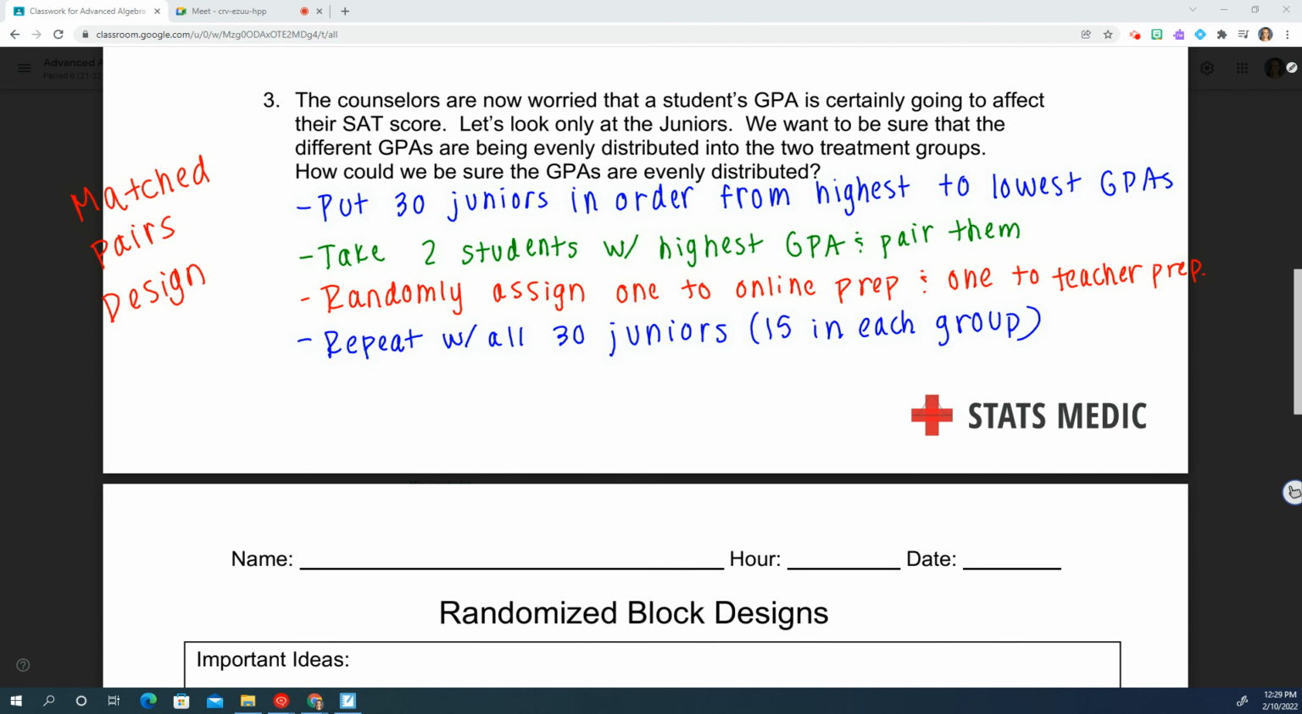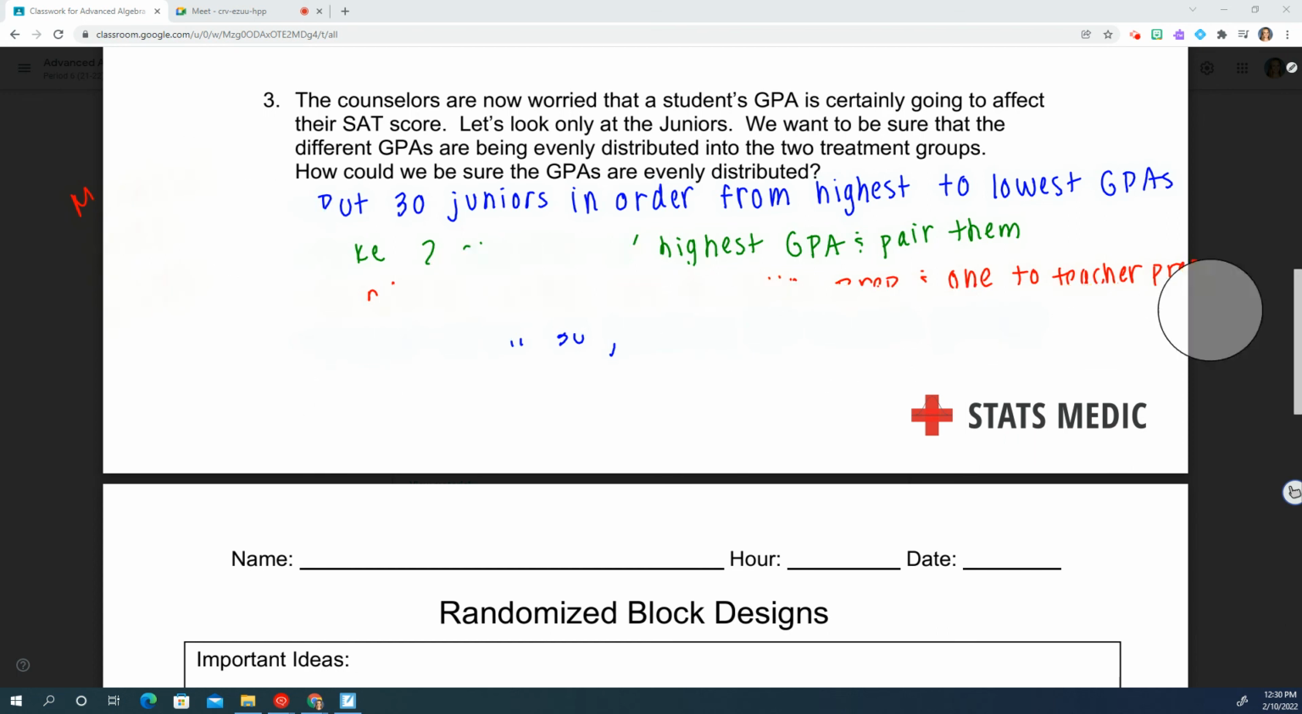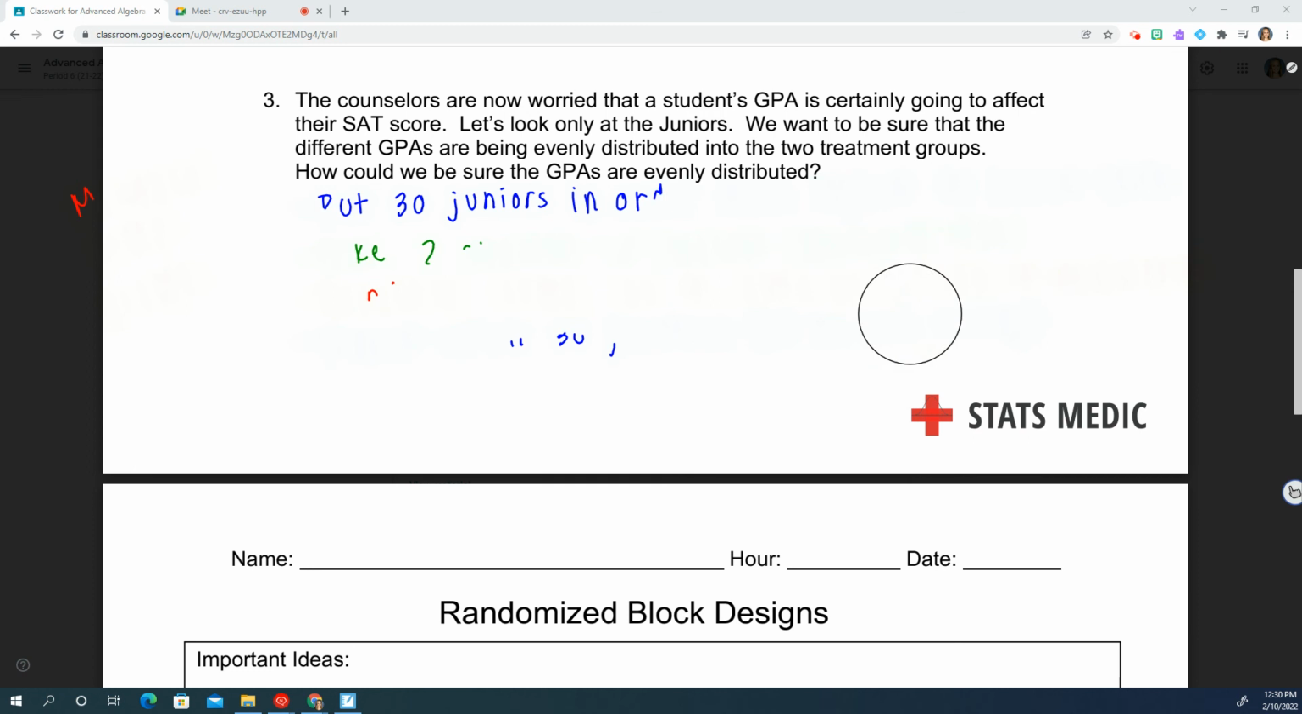So you have like 15 pairs of students. Flip a coin. Don't always put the higher one in the teacher prep or something like that. Flip a coin or use a random number generator with 1 and 2 to randomly assign them to a group. There's, I think, 3 pretty good examples of those 3 different experimental designs we were talking about. So on the back, just have another example, and then we'll call it a day.